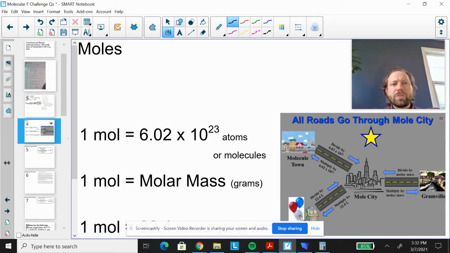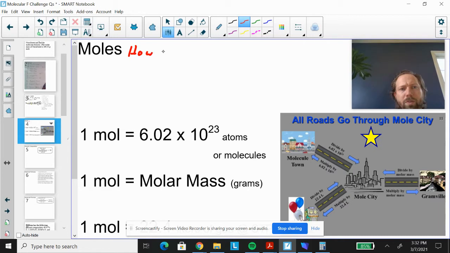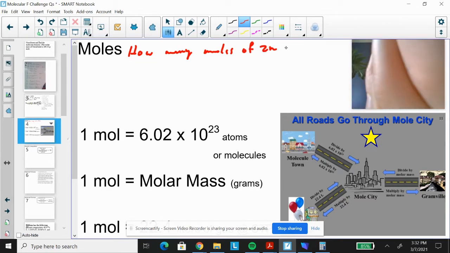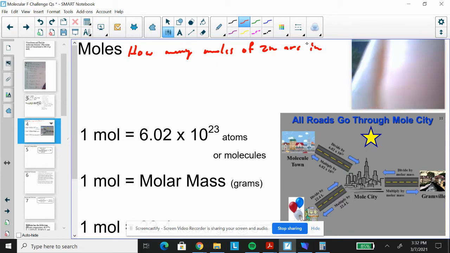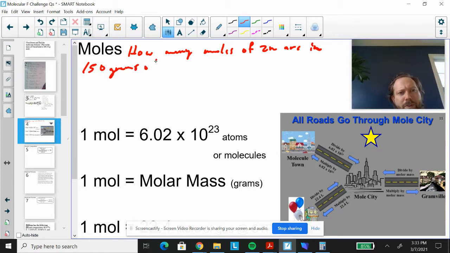All right, so we'll start off with something pretty straightforward for moles. Let's say the question is, how many moles of zinc are in, let's say, 150 grams zinc.